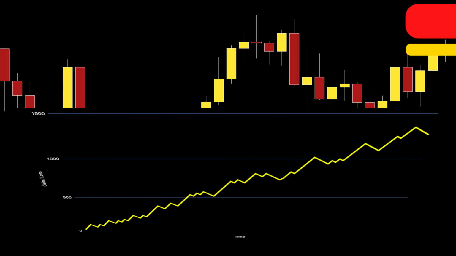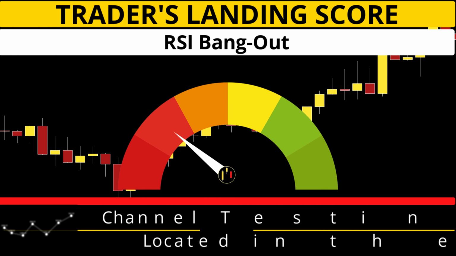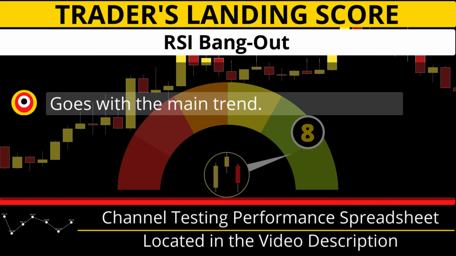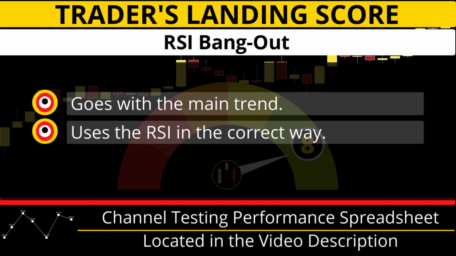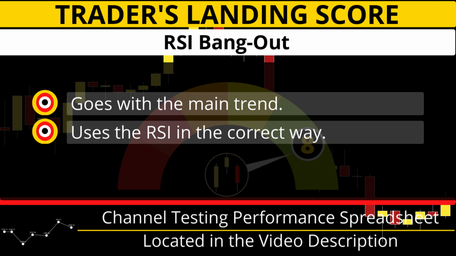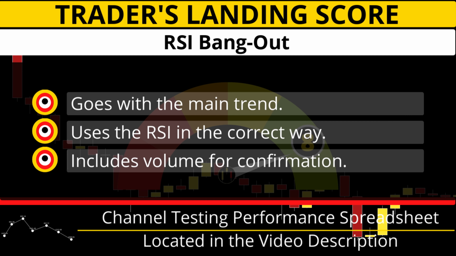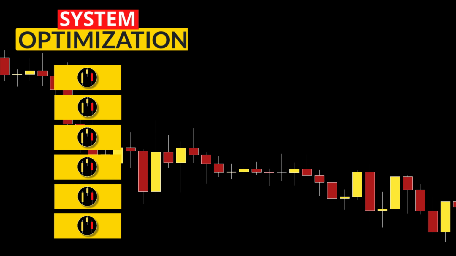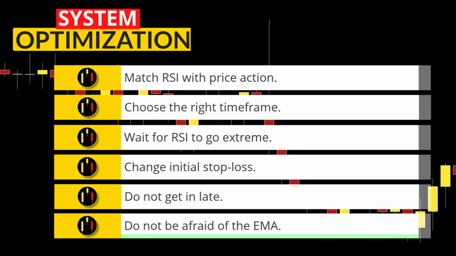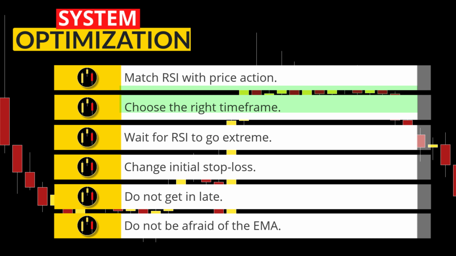will tell. I give this system a Trader's Landing score of 8 because it identifies and profits with the main trend, uses a momentum oscillator in the correct way, and includes volume to confirm signals. Remember, the enemy of great is good. I have 6 ideas on how we can improve this system.